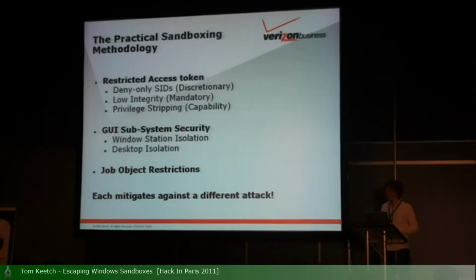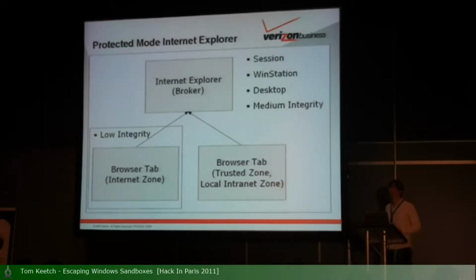Each of these mitigates against a different attack, and by looking at the different sandboxes and figuring out what they do and don't implement, we can determine different attack strategies for the different sandboxes. Protected Mode IE was the very first implementation, and it chooses to render sites in lesser trusted IE zones at low integrity. And low integrity is the main way that it segregates things from the rest of the system.